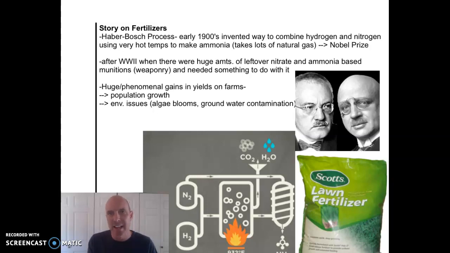Immediately Germany is cut off from the rest of the world, and they can't get nitrates. Not only are nitrates good for growing plants, they're good for making bombs. Ammonia and nitrates are ingredients for bombs. So Germany can't get the stuff they need to make their weapons. And so Fritz Haber steps up, and he's like, I can do it. He starts making ammonia nitrate in Germany using his process to make weapons.